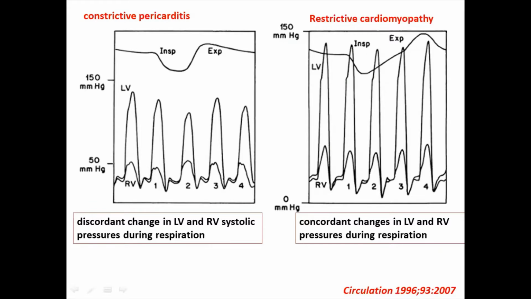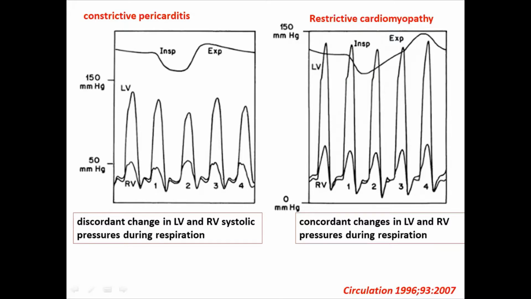During expiration, there is increase in LV pressure. At the same time, there is increase in the RV pressure. So the change in LV and RV pressures are concordant. Why concordant? Because the myocardium here is restricted or stiff. So the septum also is stiff.